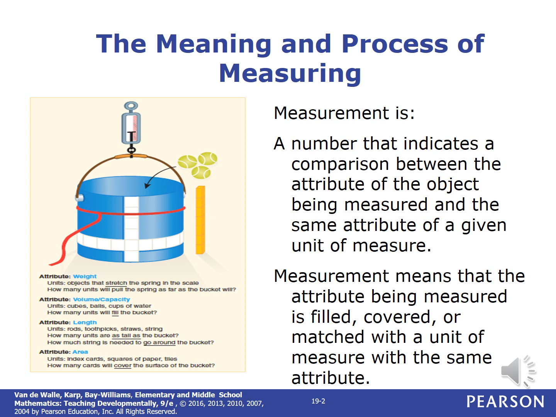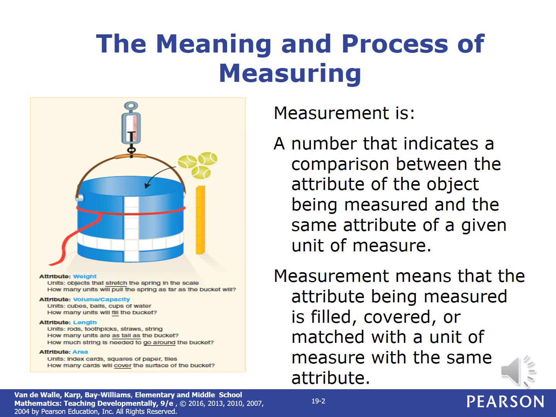Suppose that you ask your students to measure an empty bucket, like the one that is on this screen. The first thing they would need to know is what about the bucket is being measured. Is it the height, the diameter, the surface area, volume, or weight? Once students determine or are told the attribute to be measured, they can then choose a unit that has the attribute associated with what is being measured.